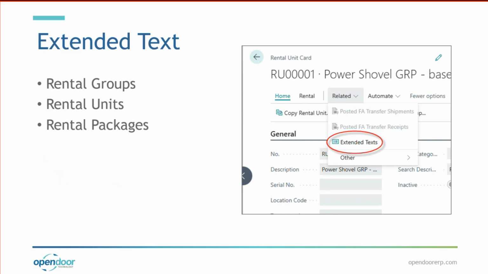This is standard Business Central functionality for items and resources. You can add extended text to those. We've enhanced this to include rental groups, rental units, and rental packages. And then you would add the extended text onto rental documents the same way you would a sales document or a purchase document. So let's show you that.